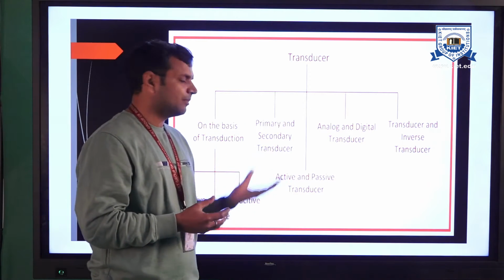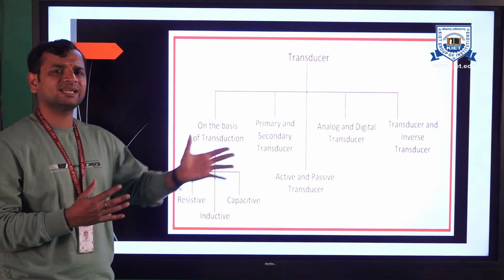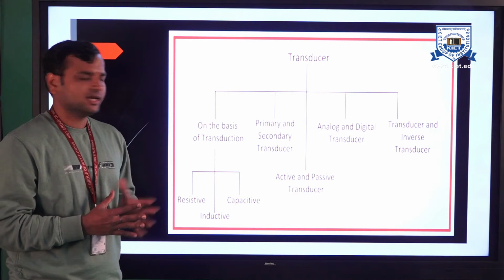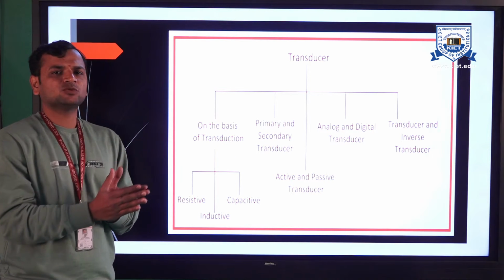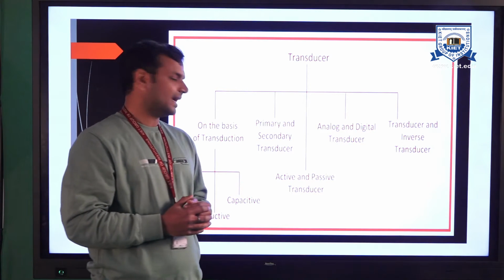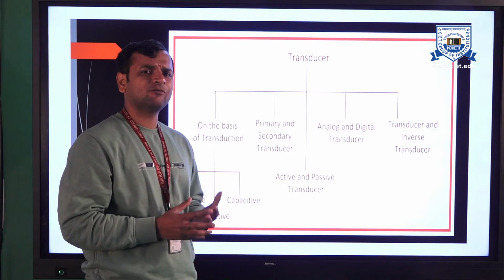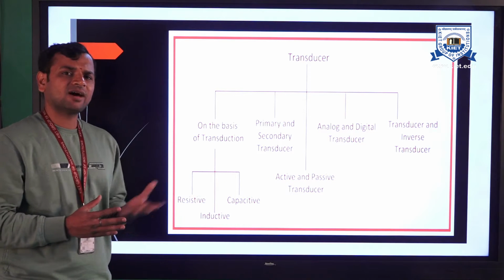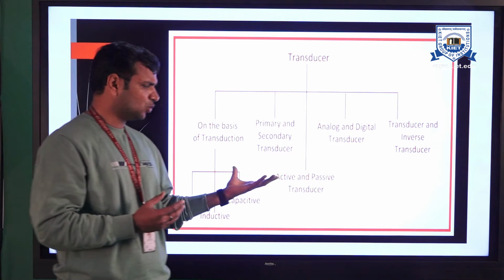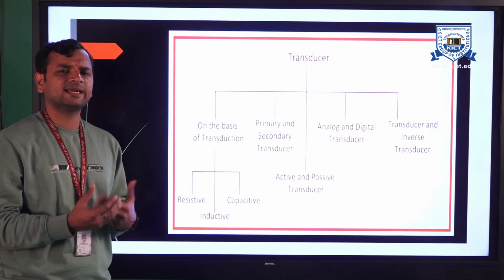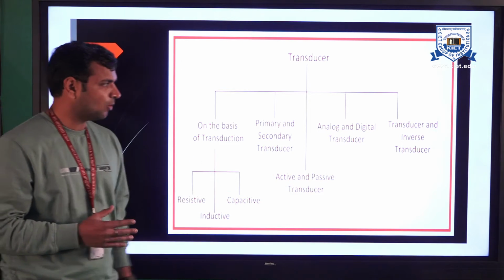Now the second one is primary and secondary transducer. Primary transducers are the transducers which directly respond to the physical quantity, and for secondary transducers, the output of the primary transducer acts as an input for the secondary transducer. Third one is active and passive transducer. What are active transducers? Those which don't require any external power to operate. So they can be called self-generating type transducers. And passive transducers require external power for their operation.